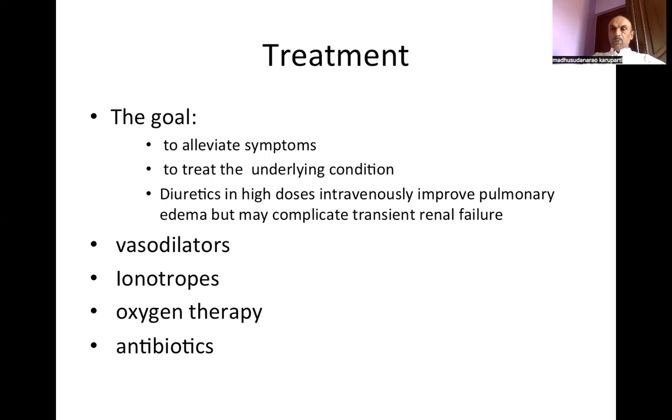Along with oxygen administration to treat hypoxia, vasodilators are given in the form of nitroprusside or nifedipine. They will help in reducing the preload, thereby reducing the right ventricular output and pulmonary congestion. Inotropes are going to improve the hypotension. They limit the peripheral congestion, thereby reducing the venous return. Oxygen therapy to correct the hypoxia, and antibiotics to treat the infection. This is the major line of treatment in brief.